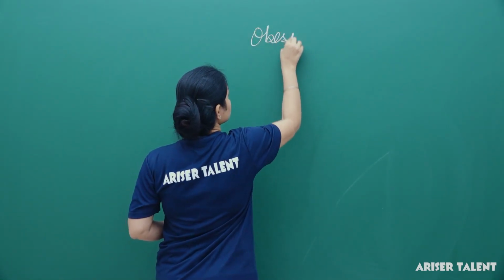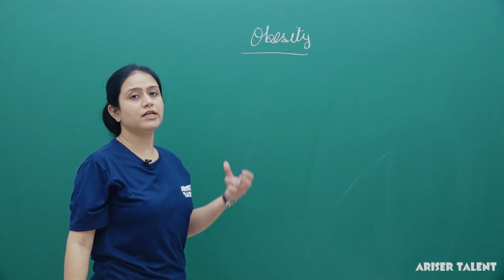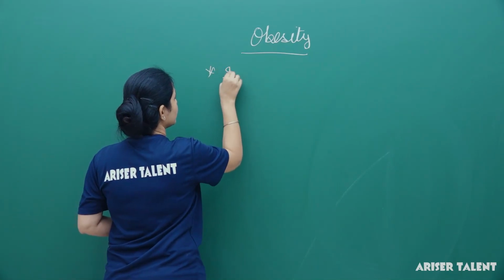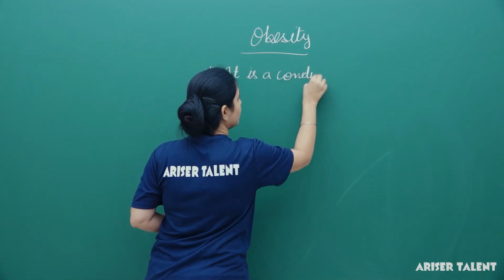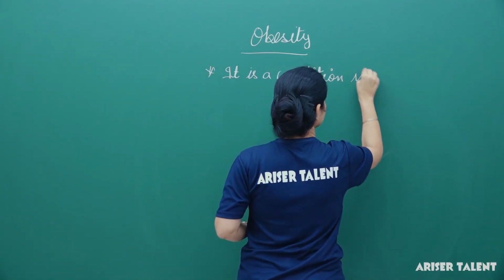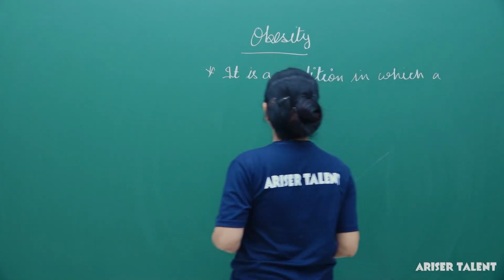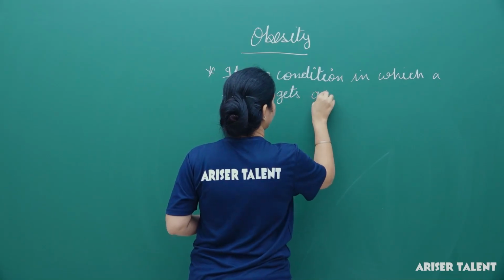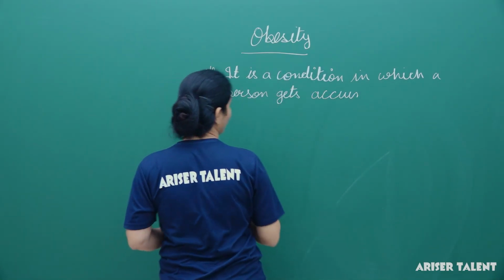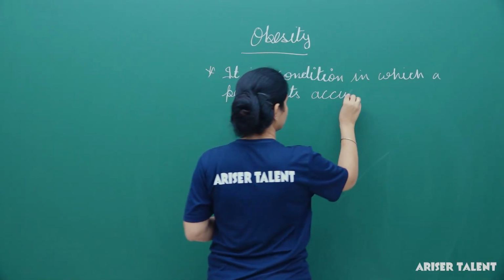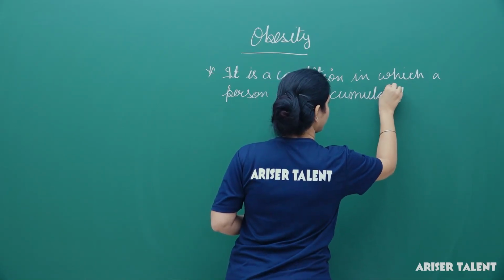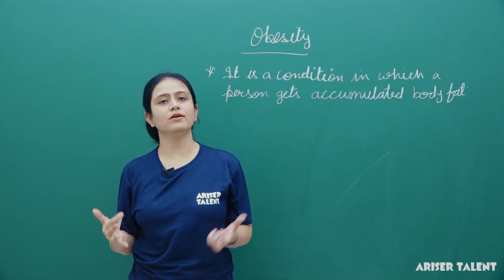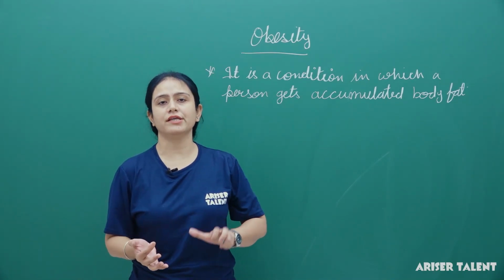So, what is obesity? It is a condition in which an individual or a person has accumulated extra body fat. In common words you can understand, obesity means when the extra fat gets accumulated under the skin, that is known as obesity.